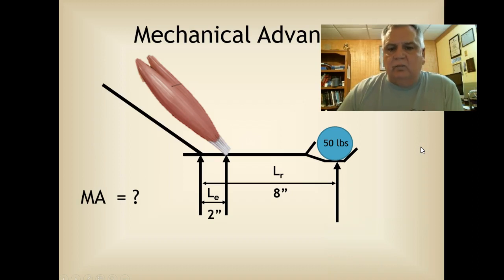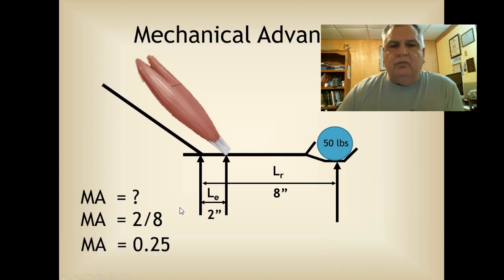With that in mind, what's the mechanical advantage? Can we determine that? Remember, the mechanical advantage is equal to the length of the effort arm divided by the length of the resistance arm. In that case, the mechanical advantage is going to be equal to 2 divided by 8, 2 inches divided by 8 inches. Or we can reduce that to what? 1/4. Let's convert that to a decimal. If we convert that to a decimal, the mechanical advantage is going to be equal to 0.25.